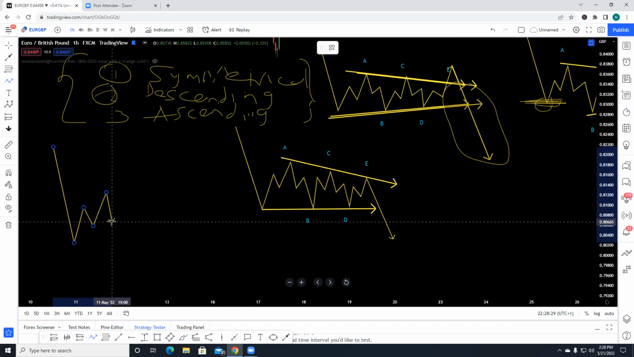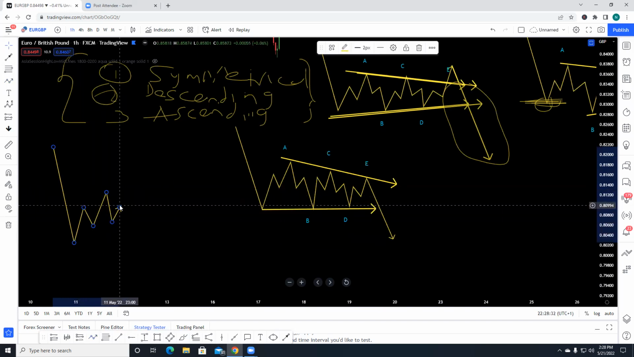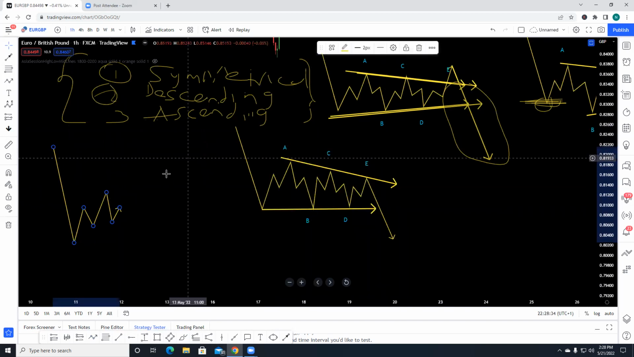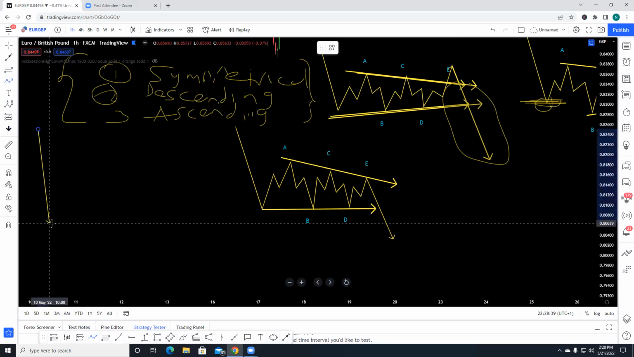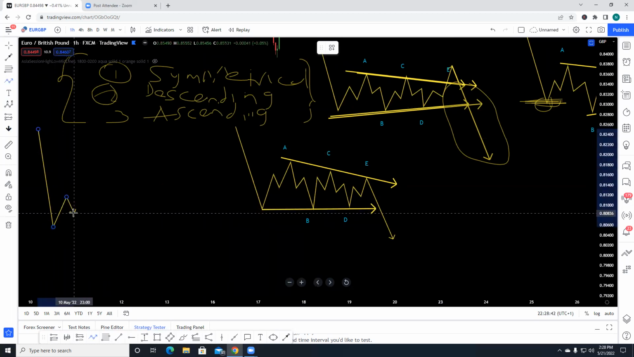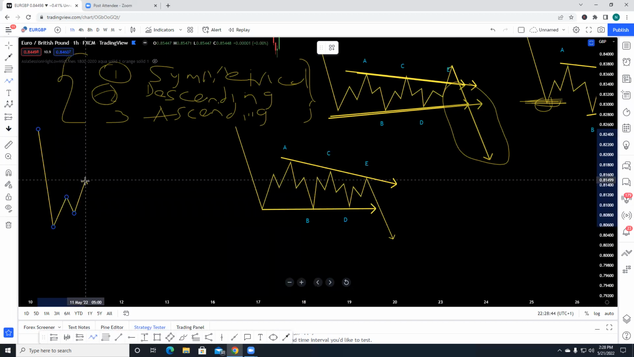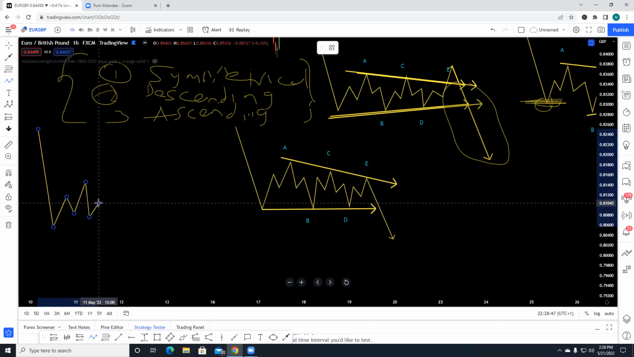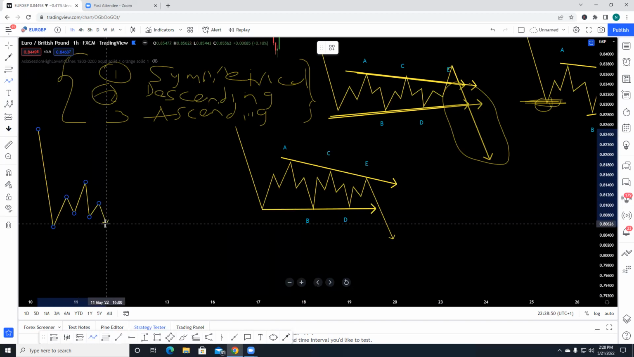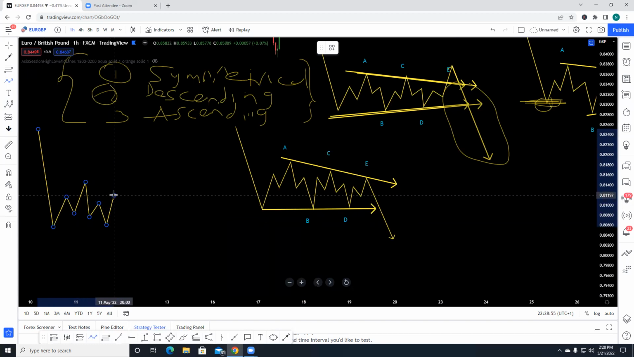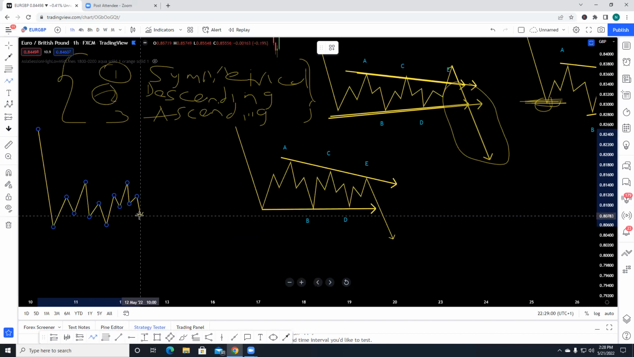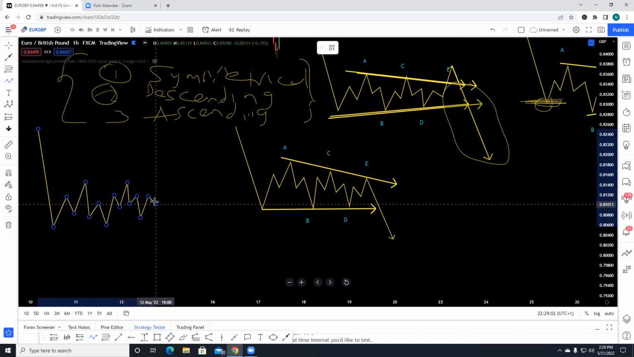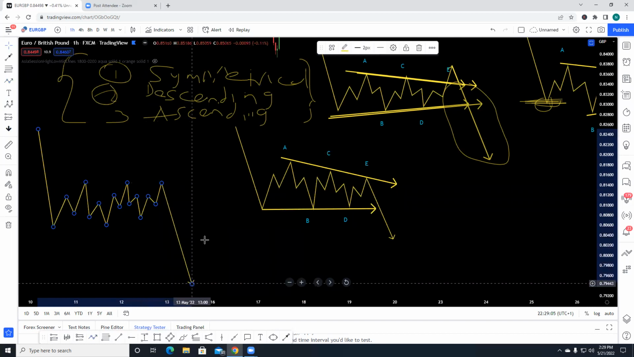Sorry, guys. Let's delete this. Let's pick another one. You have an impulse to the downside. You have 1, 2, and 3, and then it moves to the downside.